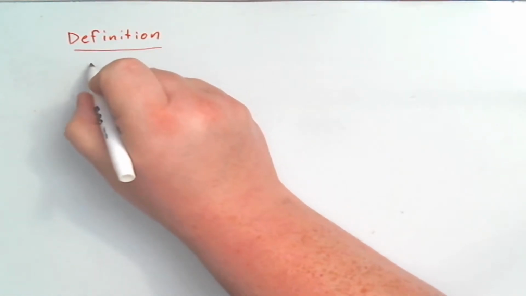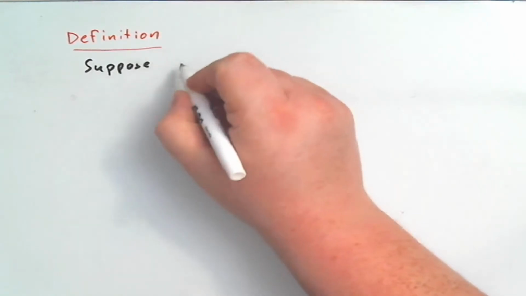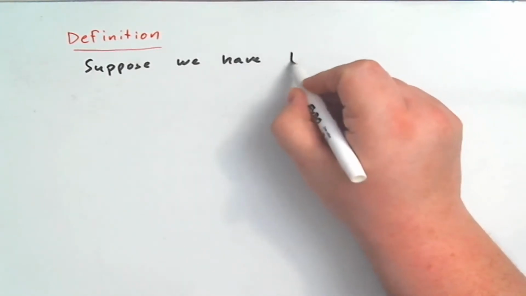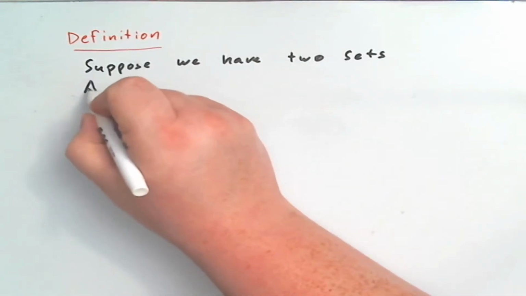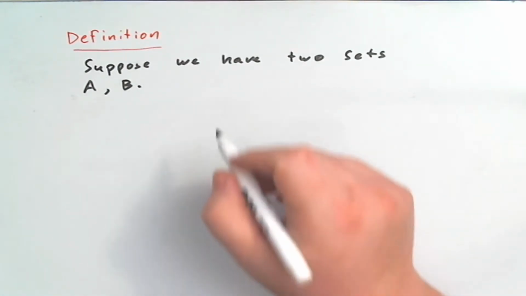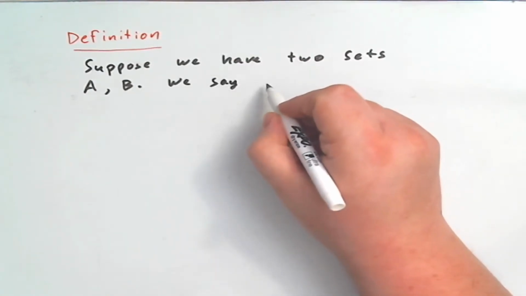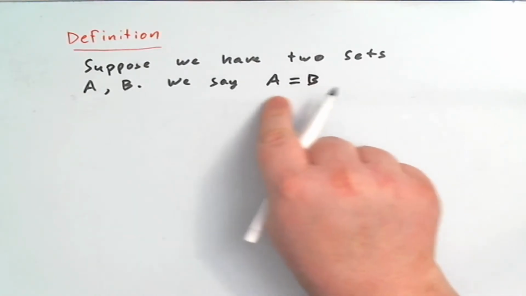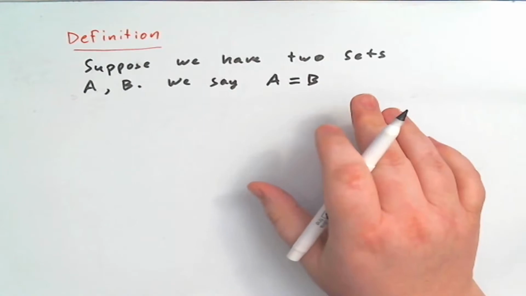So suppose we have two sets, and we're going to call these sets A and B. Now we say in mathematics, A equals B, which is denoted like this. So this is just saying A equals B, just like we would in an algebraic equation.